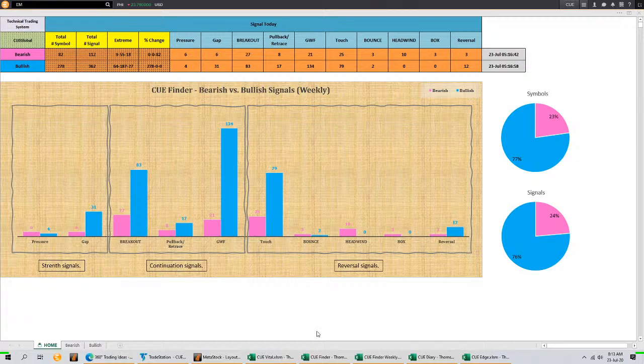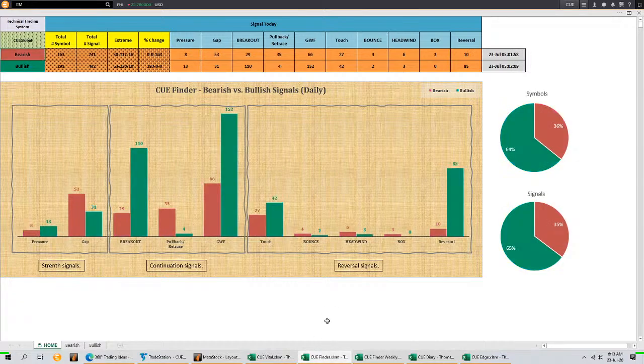What about yesterday's market? That we can find out from Q Finder daily interval. This is the Q Finder bullish versus bearish daily interval. It was still bullish, 64% of symbols, 65% of the signals were bullish. Again, a large number of go with flow and breakout trades. A large number of reversals also. A large number of memory support touches. Therefore, you could take probably many low risk trades.